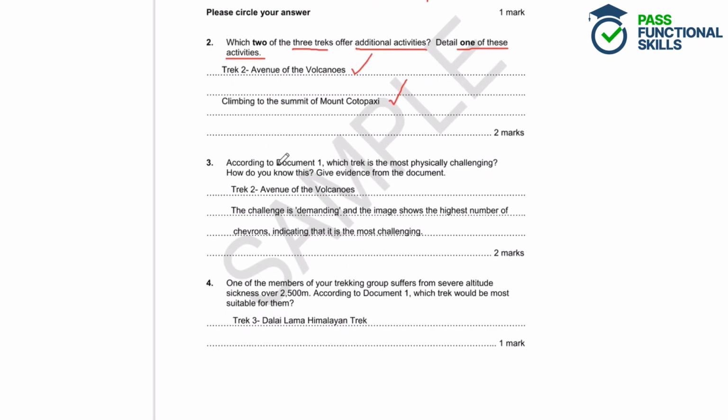So in this question, we have to look at document 1 and decide which of the 3 treks is the most physically challenging. Which one is the most difficult to do in terms of physicality. And then we have to explain how we know this using evidence from the document. So using a quote from the document or using textual devices that we can see in the document.